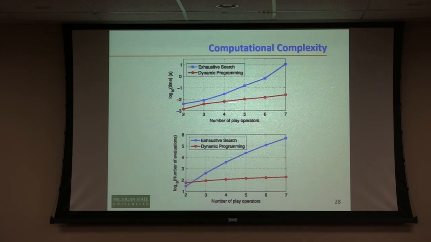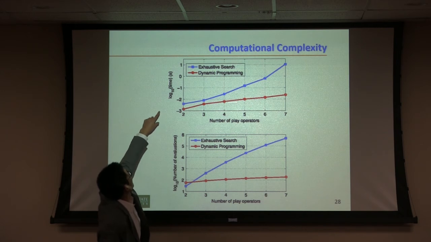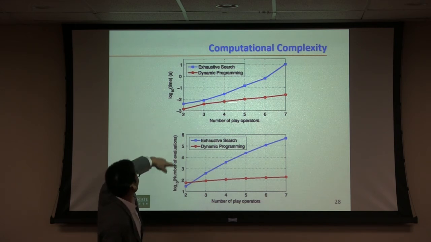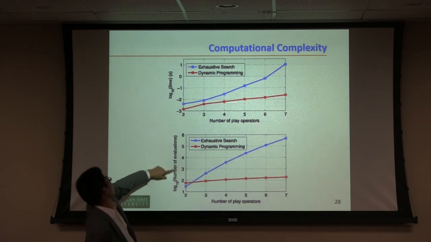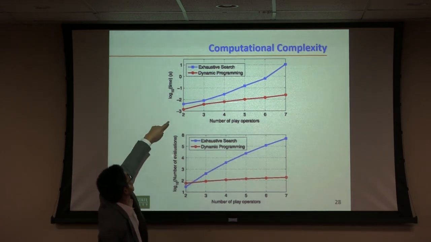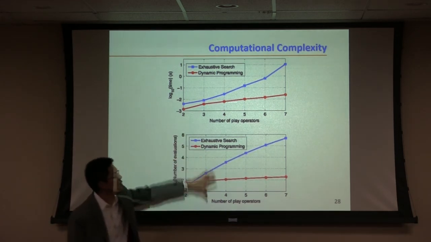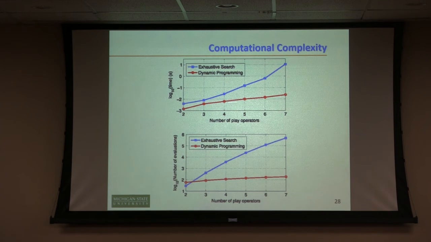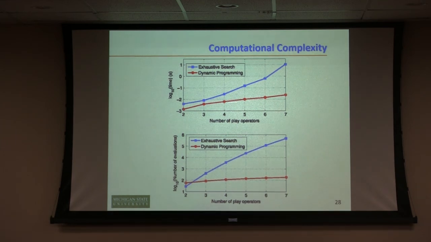Computational complexity. The blue curve is exhaustive search. The time you actually spend, and this is in log scale of the number of evaluations. So this is a linear scale. And you can see the big difference between the optimized case versus if you just do an exhaustive search.